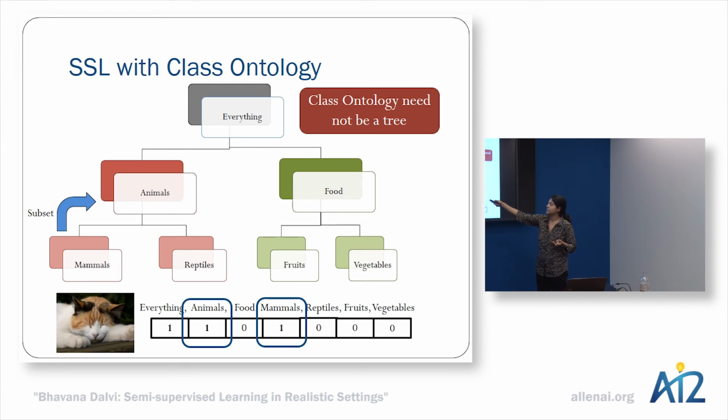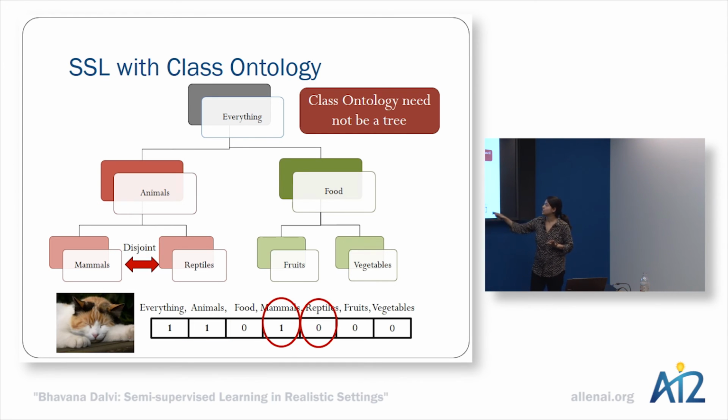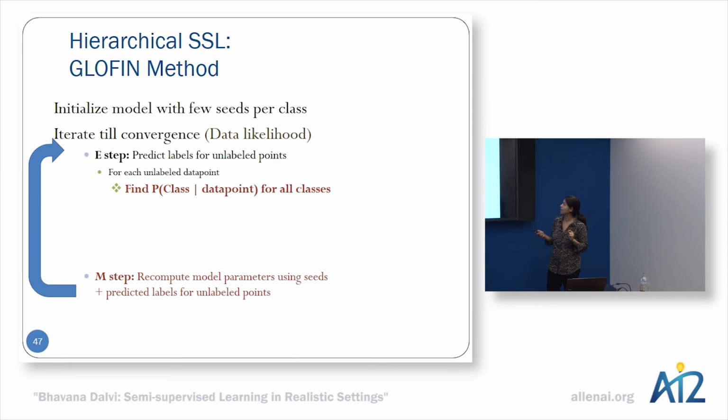So the first constraint is the subset constraint. What it tells is, if the mammal bit is set, then the animal bit should be set. The disjointness constraint says that only one of these bits can be set at any point. So with this setting, the problem reduces to, for each unlabeled data point, we want this consistent bit vector assignment. Let us see how we do it.